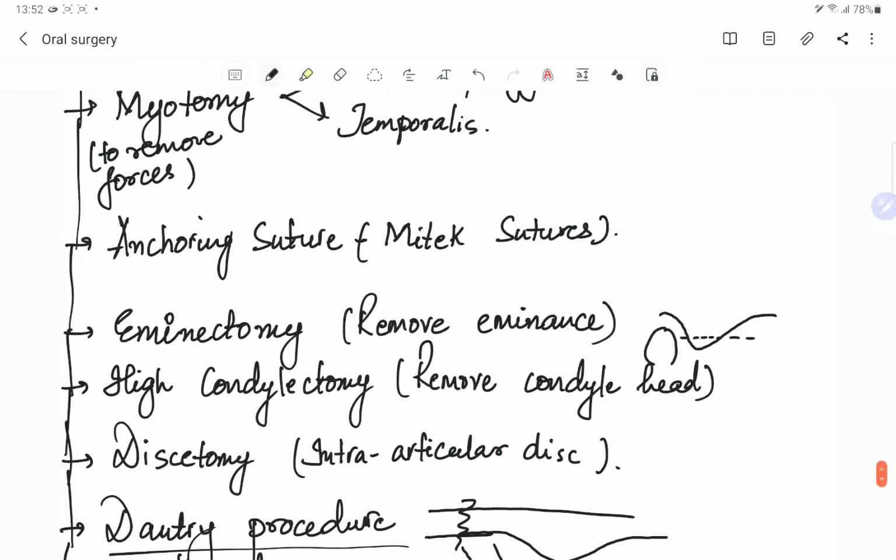Also we can remove the eminence, the articular eminence, so that the condyle gets back to its original position into the glenoid fossa. Again there is no restriction, so we can remove the restriction. So how can we achieve that? By either removing the eminence or removing the condyle head. So that way also the condyle head won't get stuck against the articular eminence. It can go back into the glenoid fossa. Also we can remove the intra-articular disc by doing the discectomy.